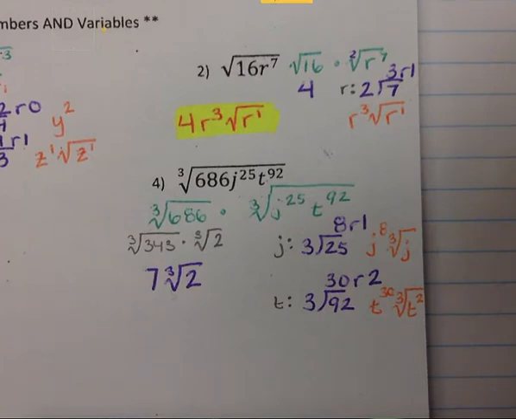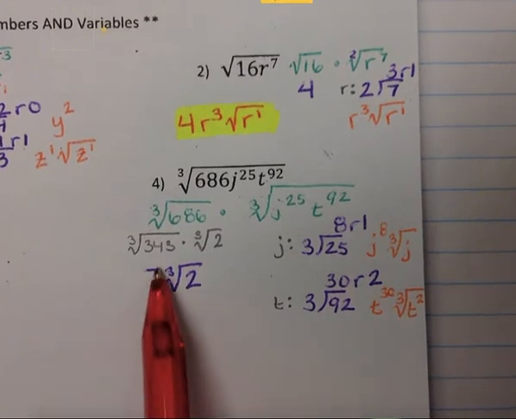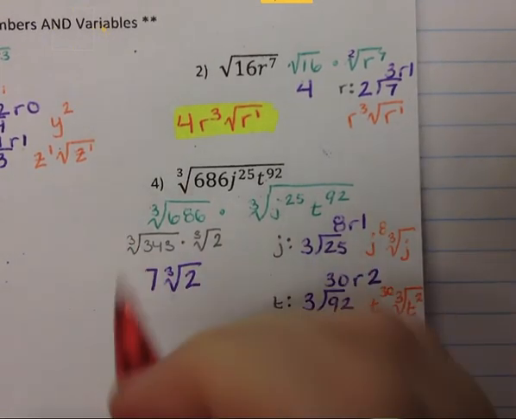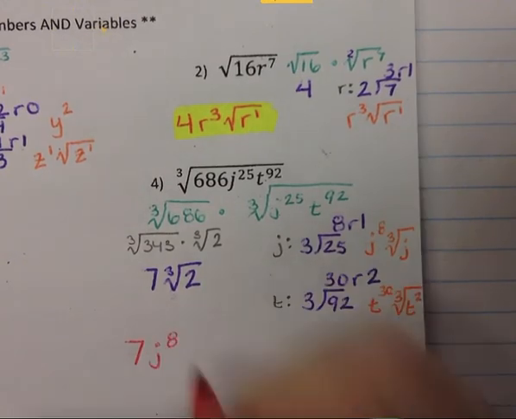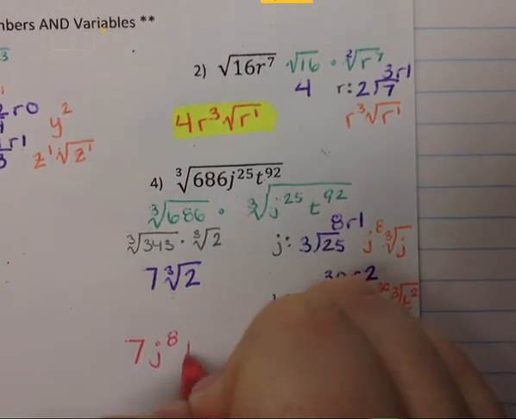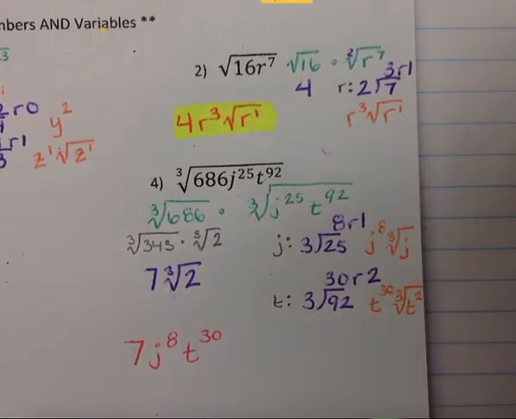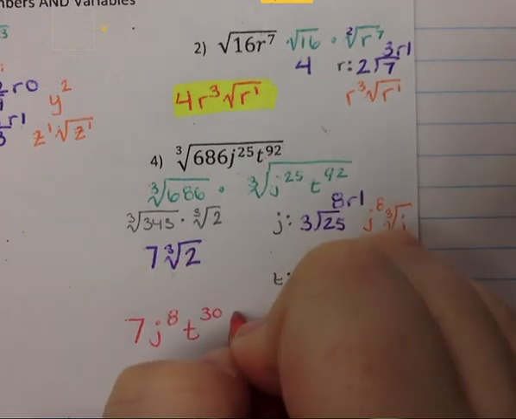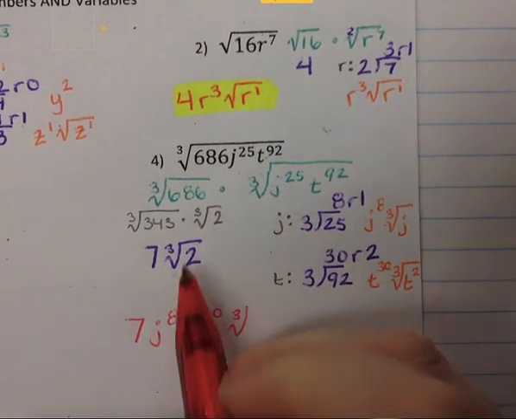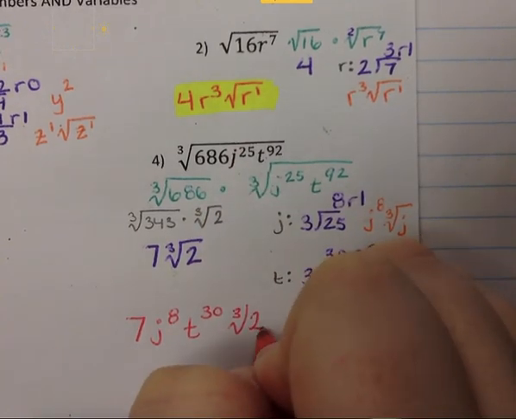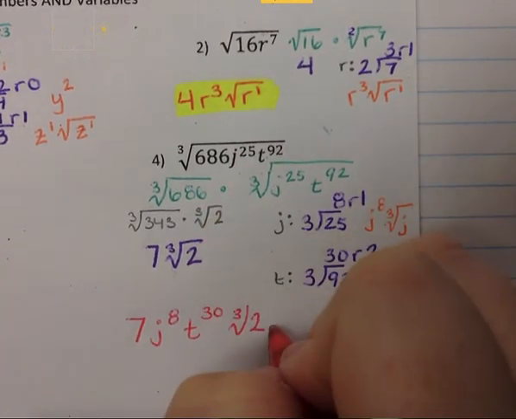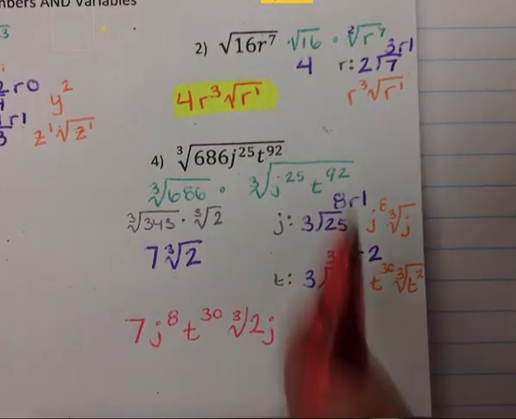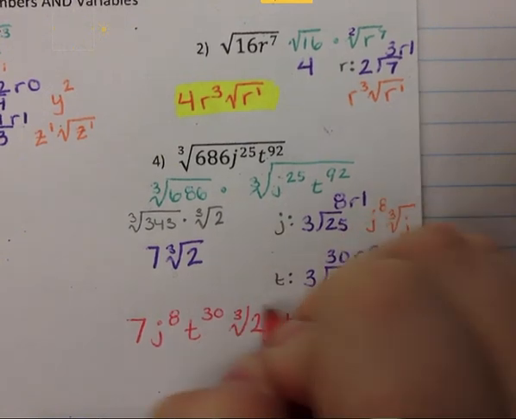Now to just put it all together. All of our coefficients, start with your number first. The coefficient of our number is 7. The coefficient for the j's is j to the 8th. Coefficient for the t is t to the 30th. Then we look to see if we have radicals. So for our number, we still have the cube root of 2, so we will have a cube root no matter what. So our radicand so far is a 2. Then for our j's, we have a j to the 1st, which we can just put as j. And then for our t's, we have t to the 2nd. So it's t to the 2nd inside of our radical.